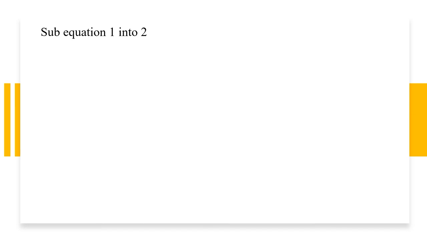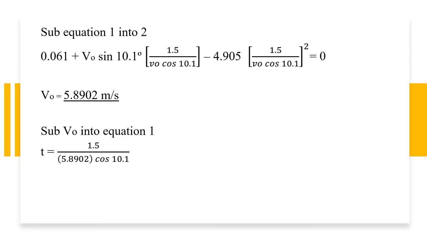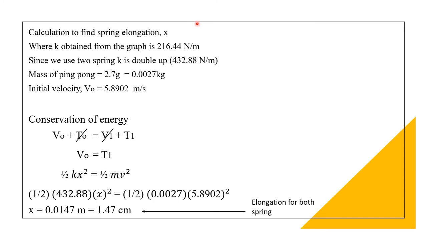After that, we need to substitute equation 1 into equation number 2, by replacing T with 1.5 over V initial times cos 10.1 degrees. Then we solve the equation and get the initial velocity as 5.8902 meters per second. After that, we substitute V initial into equation number 1, like this: 1.5 over 5.8902 times cos 10.1 degrees. Then we solve the equation, and we got the time taken for the ping-pong ball to travel 1.5 meters horizontally, 0.2587 seconds.